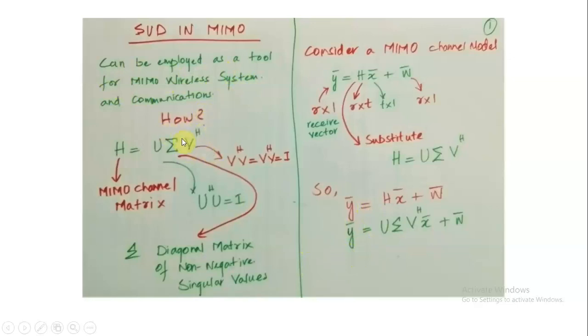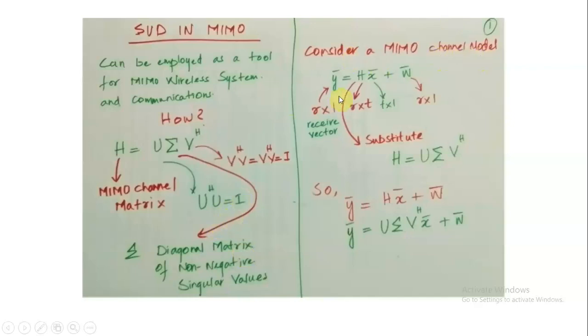The question is how. We saw that the MIMO channel matrix can be decomposed into these three matrices, where U is an orthonormal matrix which gives I when we do this operation, and V is the unitary matrix which has this property. Now this E matrix is a diagonal matrix containing non-negative singular values at the diagonal elements, and the rest of the values are 0.